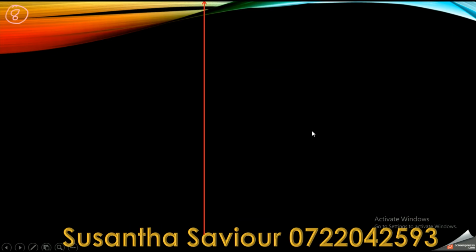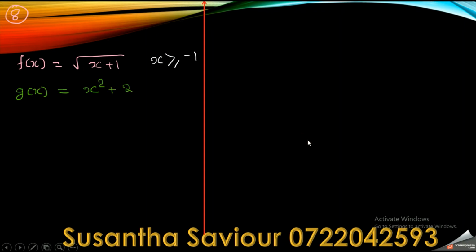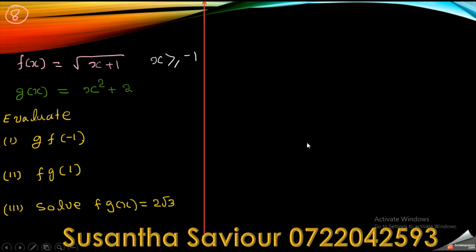This is our example number 8. fx equals root of x plus 1, x is greater than or equal to minus 1. gx is equal to x squared plus 2. You've got to evaluate gf of minus 1, fg of 1, and solve this equation fg equals 2 root 3. First we will find gfx.